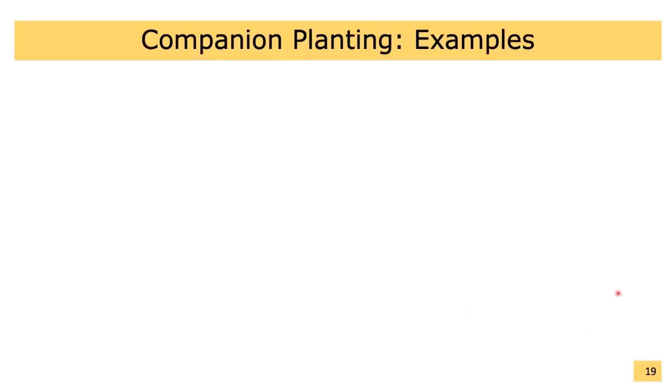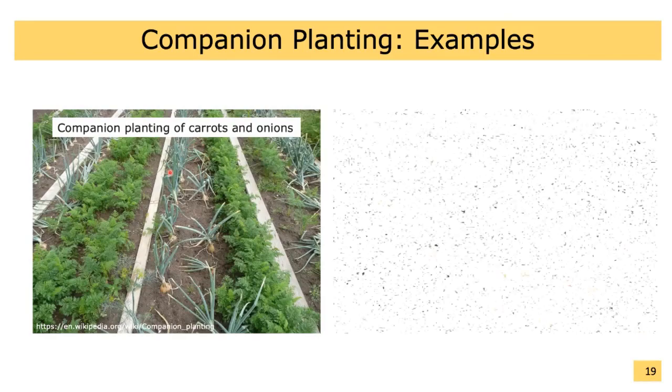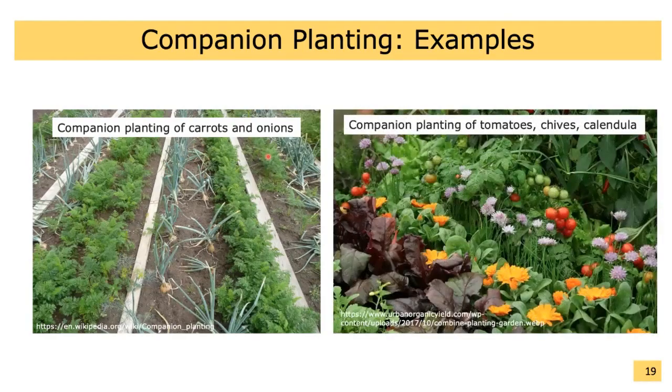Some examples: companion planting of carrot and onion in this picture, companion planting of tomatoes, chives, and calendula in this picture. These plants are such good buddies because they act as repellent of each other's pests and use different nutrients from the soil.